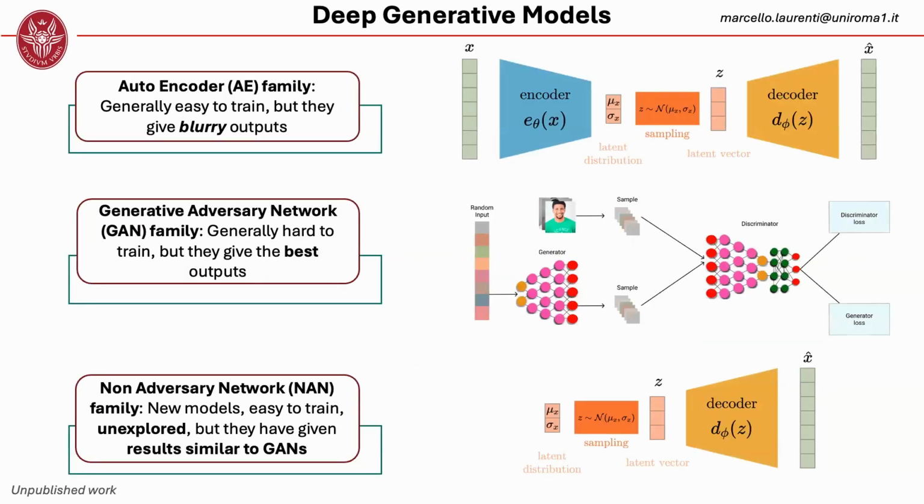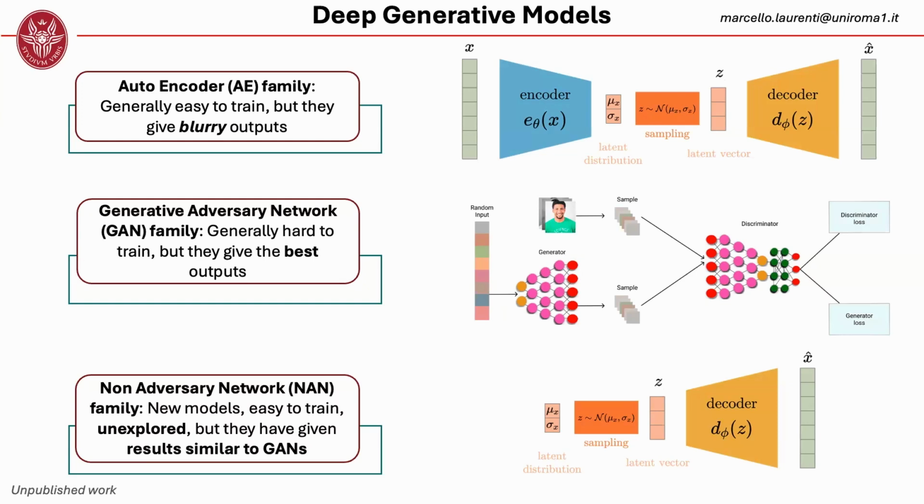The models we have implemented in this work are those three families. The autoencoder family is generally easy to train, but normally gives blurry outputs. I'm using the blurry analogy from images because it's difficult to imagine blurry trajectories, but you can imagine too-smooth trajectories. So the autoencoder has this problem.